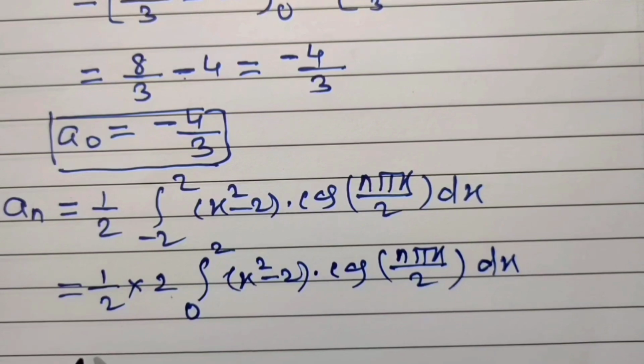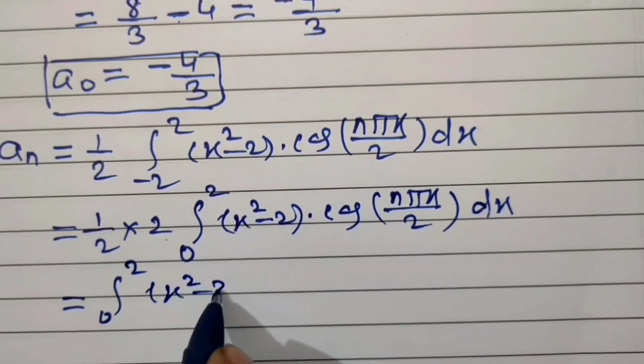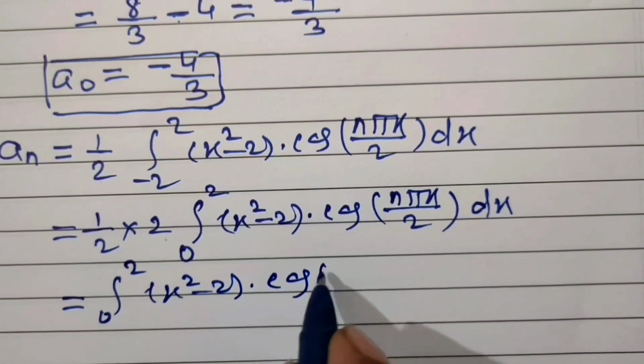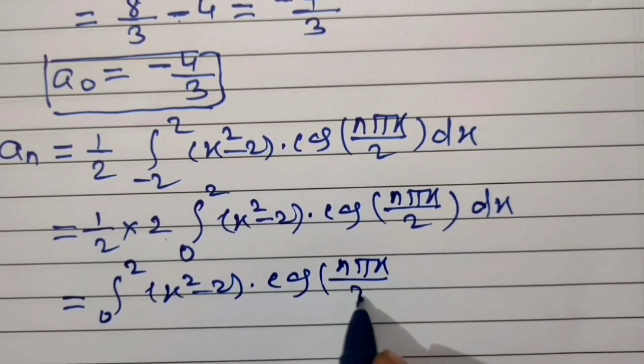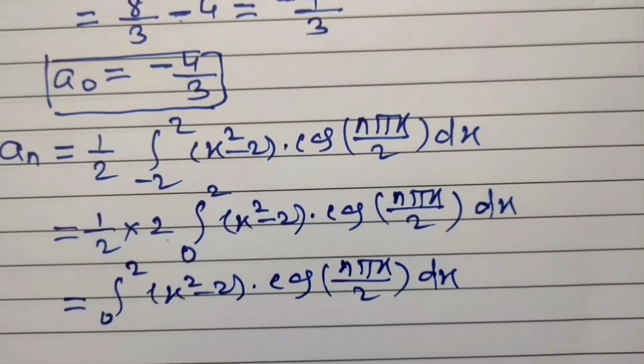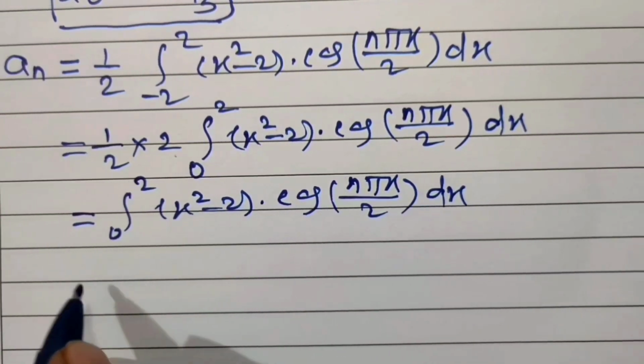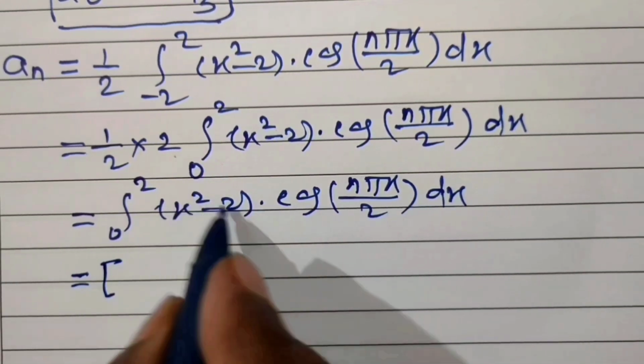So this is equal to the integral from 0 to 2 of (x square minus 2) into cosine of n pi x divided by 2, integral with respect to x. Let us evaluate this integral. Applying the special formula for integration by parts, this is equal to the first algebraic function as it is.